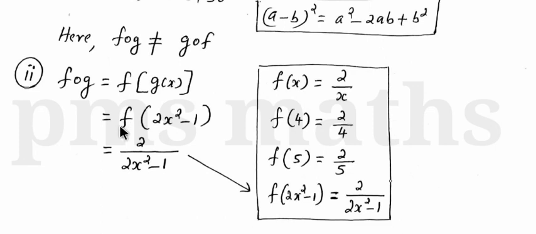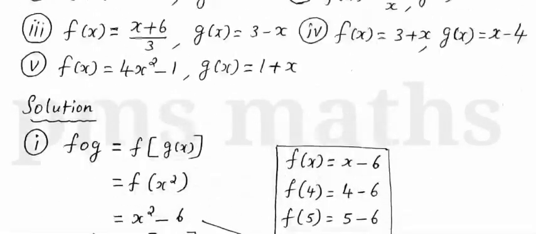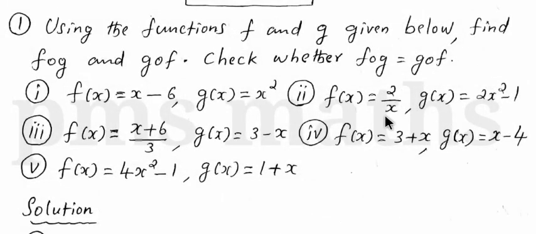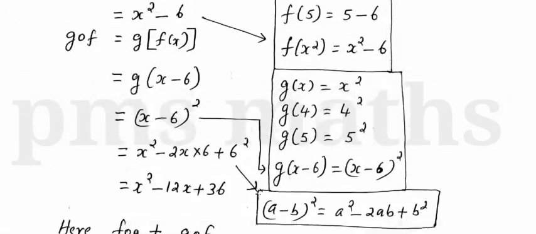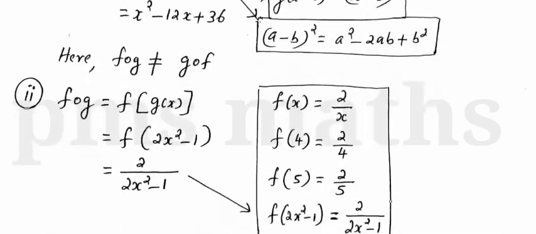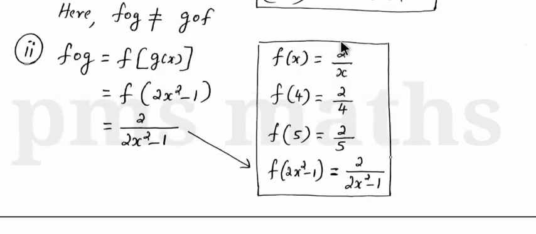Now, here f is f of 2x square minus 1. Then find out the value of f of 2x square minus 1. What is f of x in the second one? F of x is equal to 2 by x. Therefore, write that value.